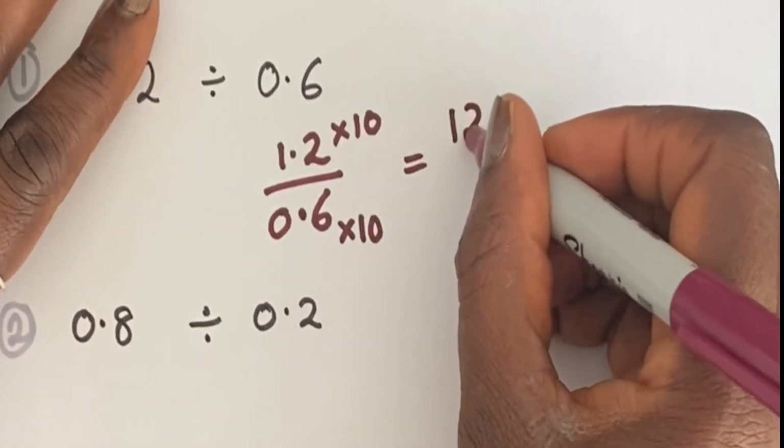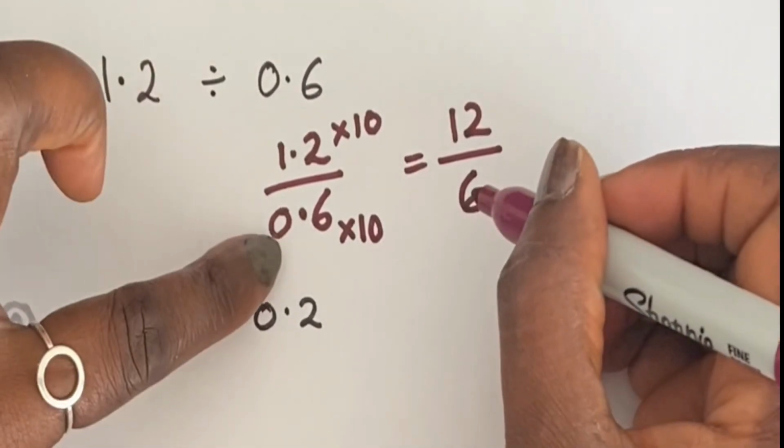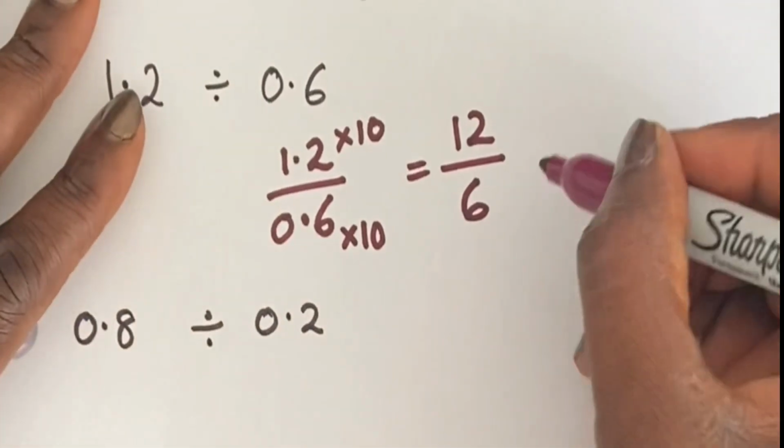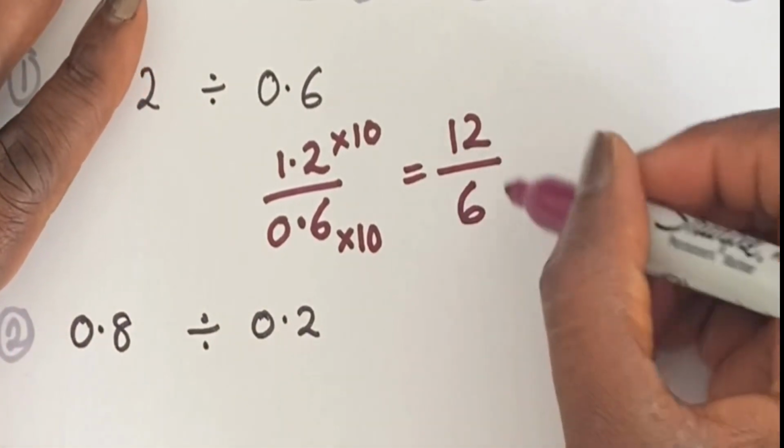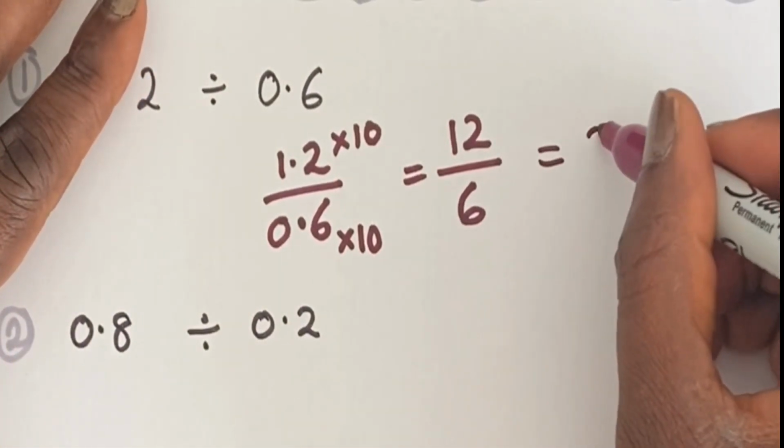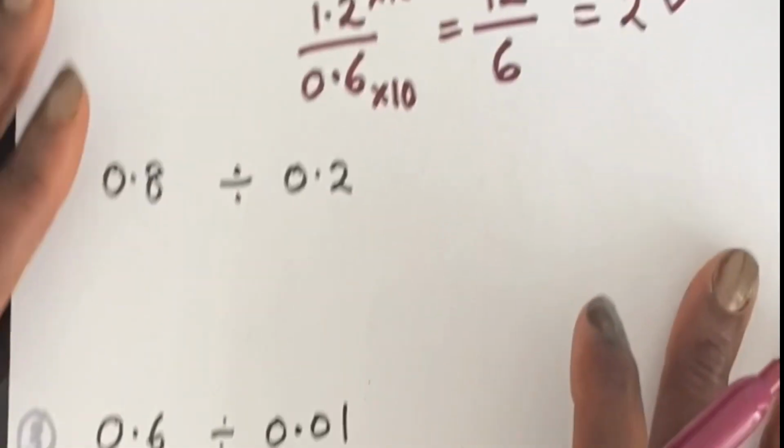So if we times this by 10, it takes us to 6. Now 12 divided by 6 is equal to 2, and that's the answer for that one.